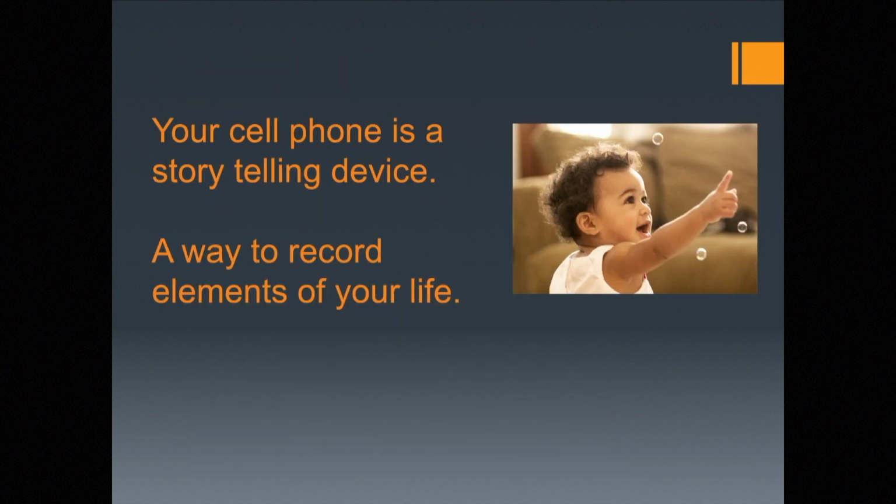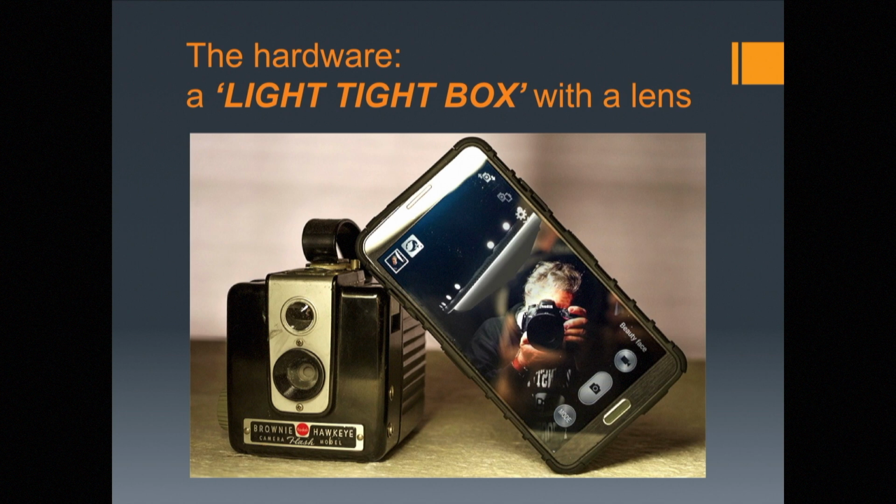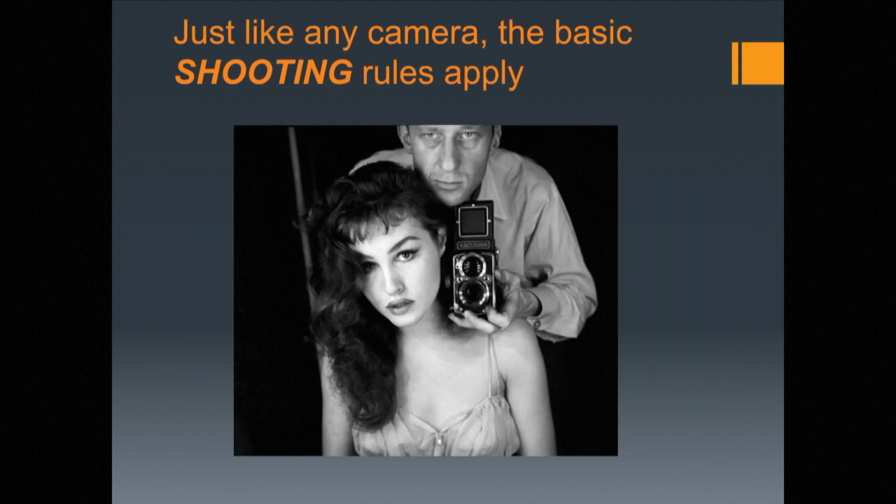Your cell phone is a storytelling device, and it's a way to record elements of your life. The hardware is basically a light, tight box with a lens. It's no different than my first camera, that Brownie Hawkeye, or the professional camera that I use. You can see me in the reflection of the cell phone. It's just all a light, tight box with a lens. And just like any camera, the basic shooting rules apply.